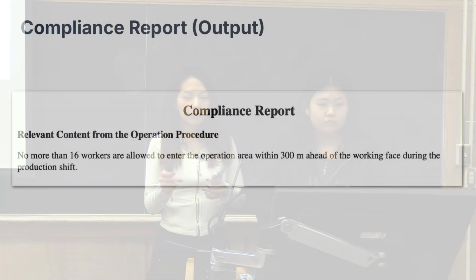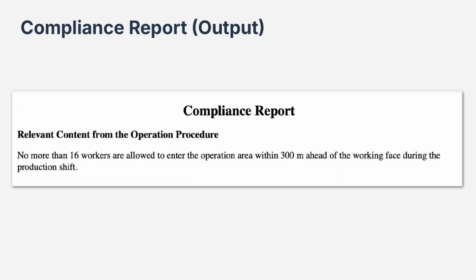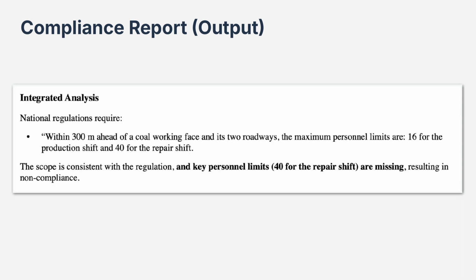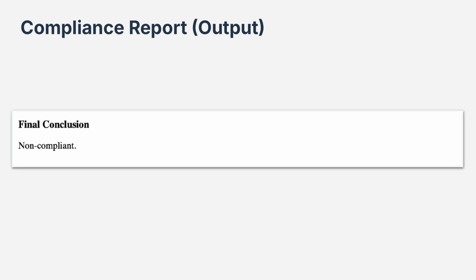To make it clear, we show it in three parts. The first part is the original sentence from the operation procedure, which means the exact instructions written by the drafter in the document. Then it will show the corresponding safety regulation requirement, check it against the operation procedure statement, and make some analysis. In this example, the missing requirement is the personnel limits for the repair shift. Based on the analysis, it will return a final conclusion, which is non-compliant here.